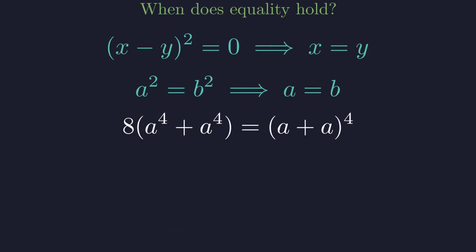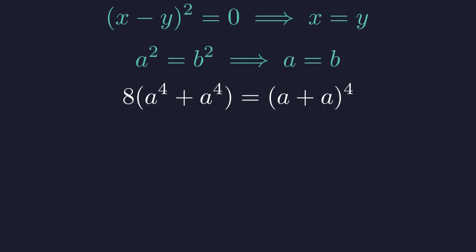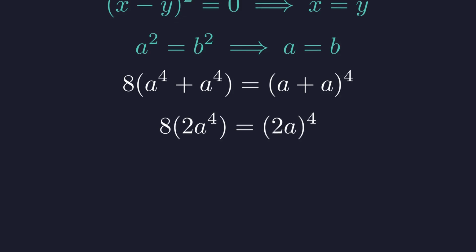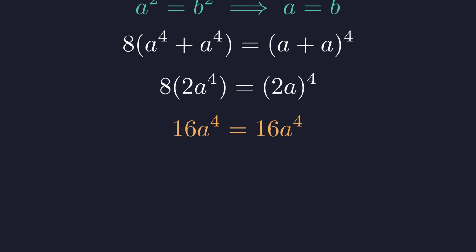Substituting b with a into the original problem. Simplifying both sides. And we see it holds perfectly. Equality is achieved when a equals b.